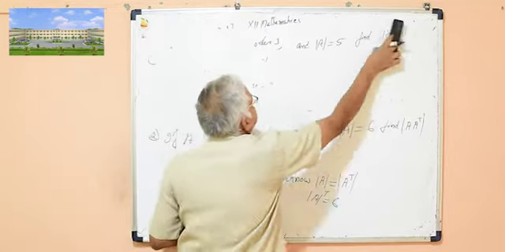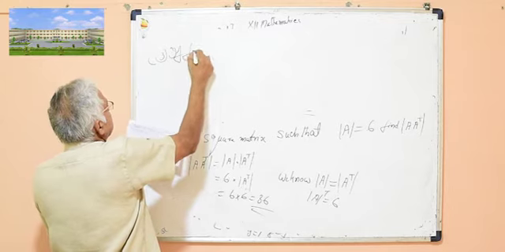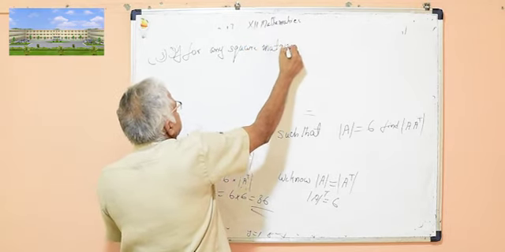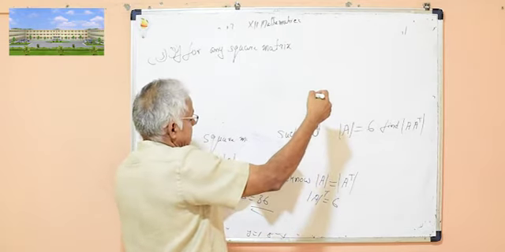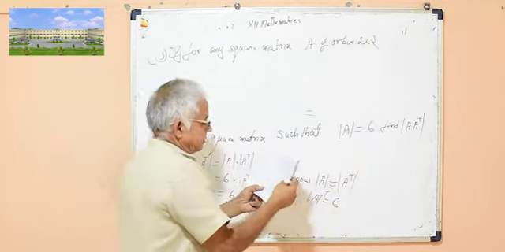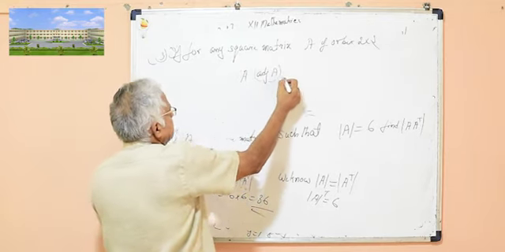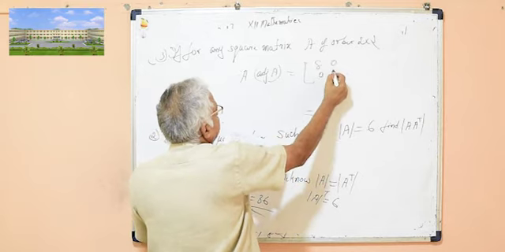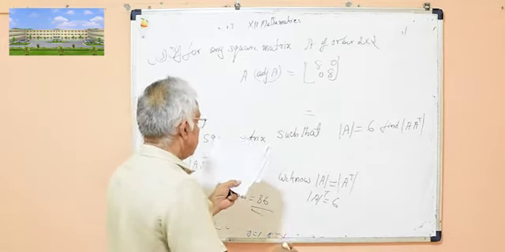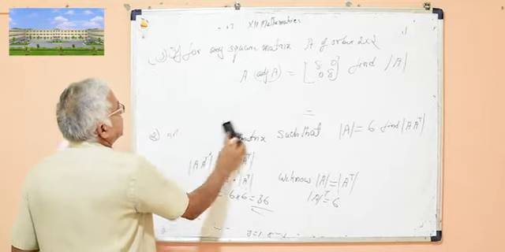Another question, question 3. If for any square matrix A of order 2 by 2, A into adjoint of A is equal to the matrix 8 0 0 8, find determinant of A. Remember the question: A is a square matrix of order 2.